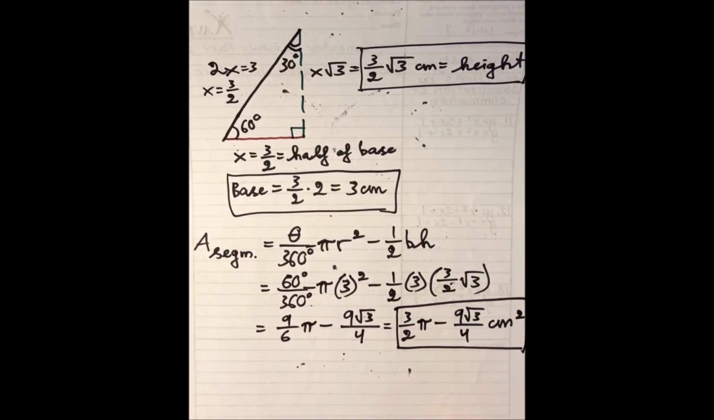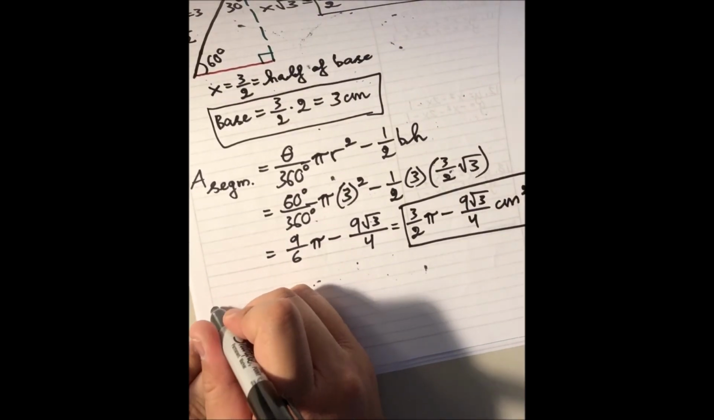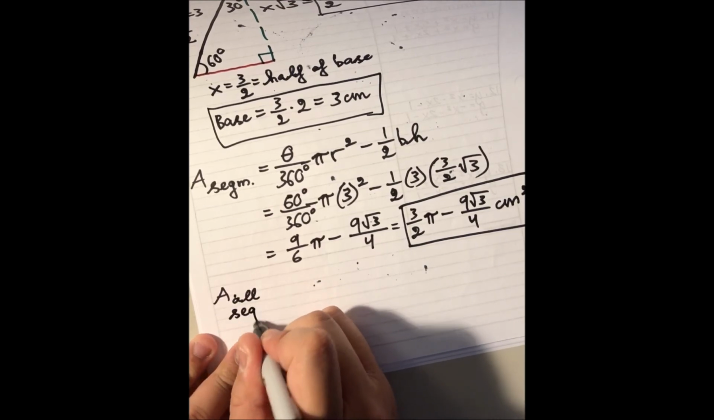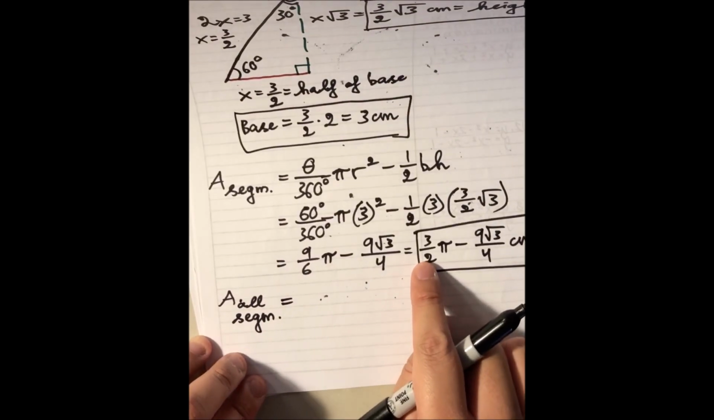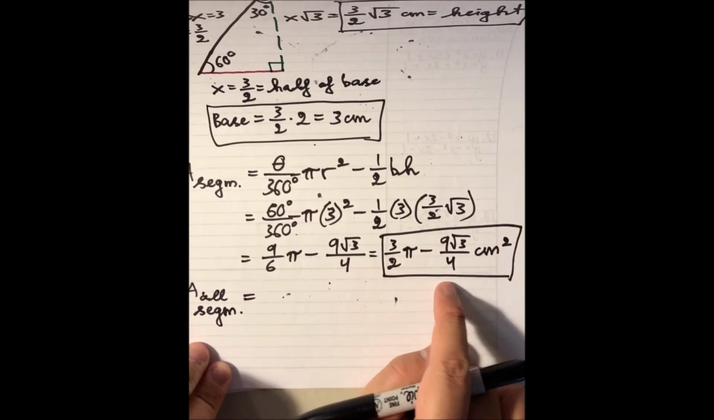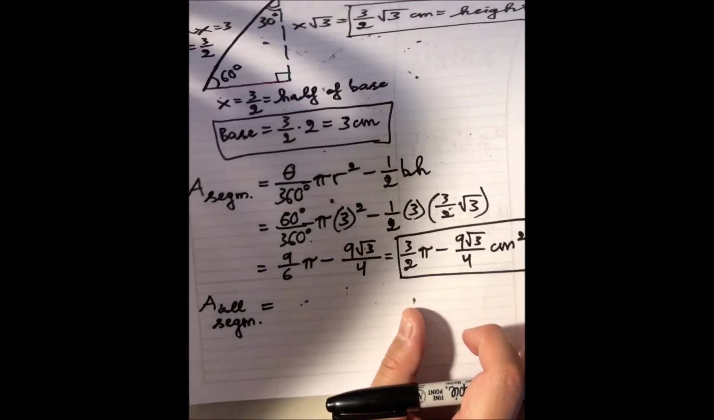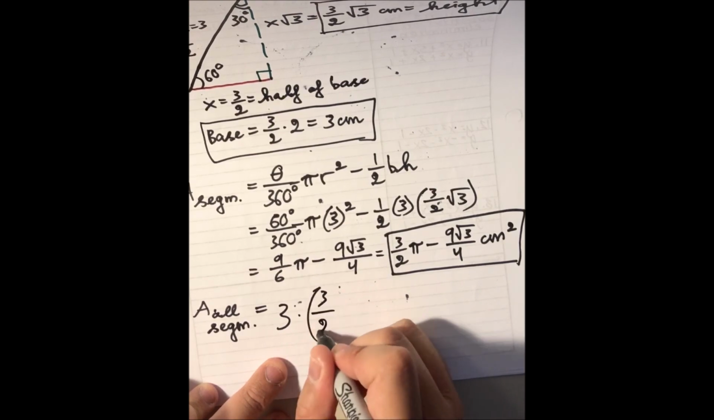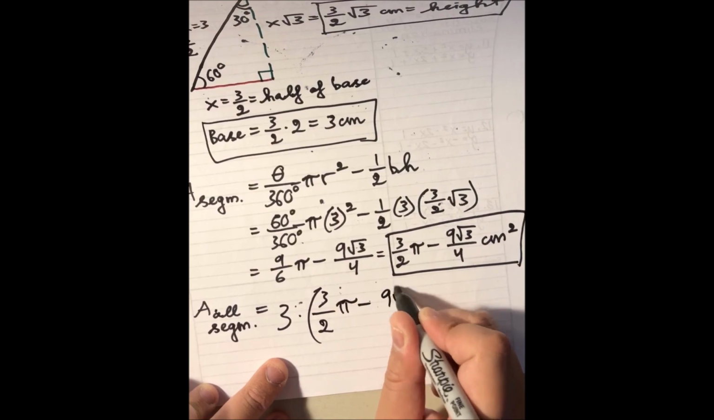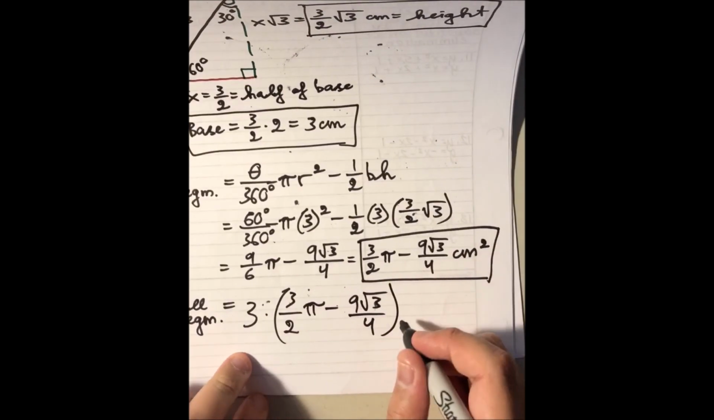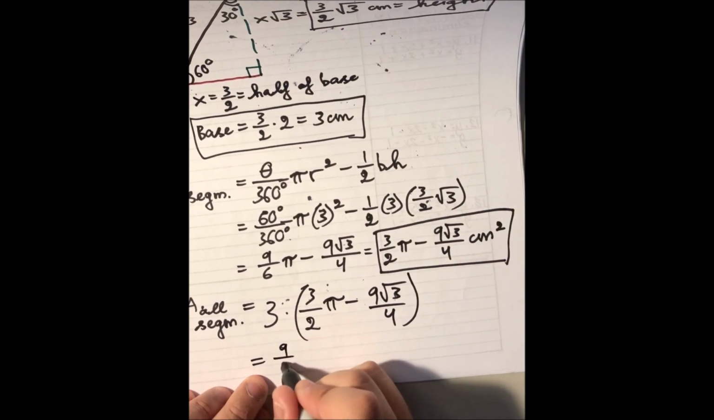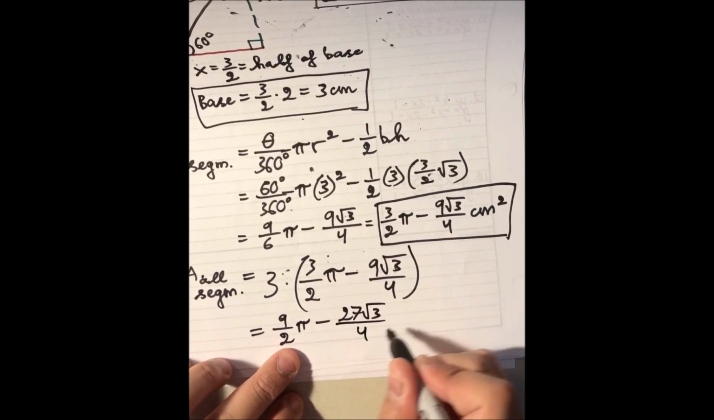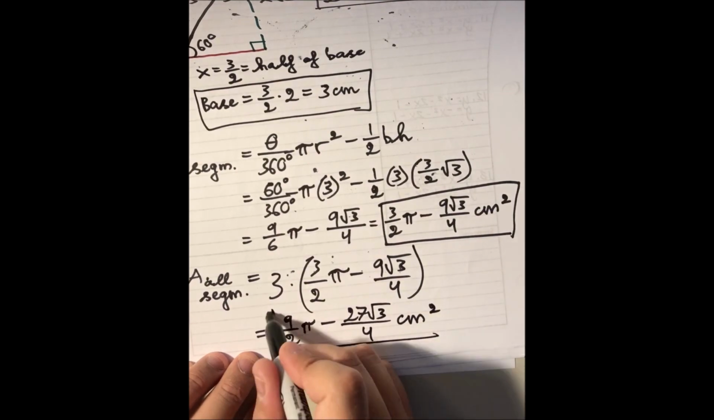But we have 3 segments together, so to find the area of all segments, we take the value of the area of each segment, which is here, and we multiply that by how many segments we have, which is 3. So we take 3 multiplied by 3 over 2 pi minus 9 square root of 3 over 4, which is going to be equal to, let's see, 9 over 2 pi minus 27 times square root of 3 over 4 centimeters squared. So this is the total area of all 3 segments.